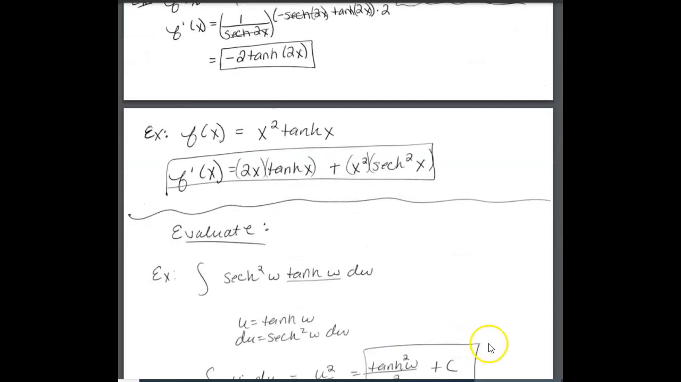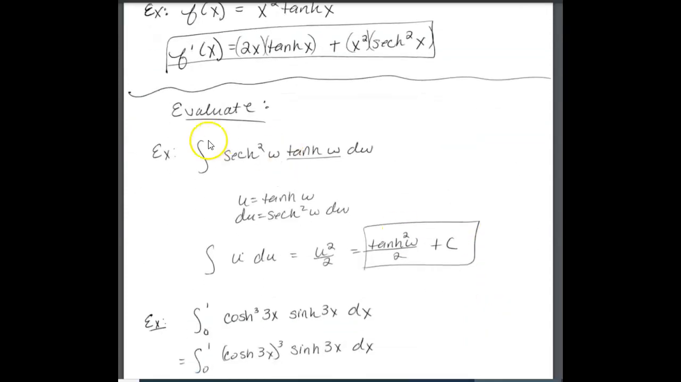All right, antiderivatives. Okay, indefinite integral, evaluate the integral of hyperbolic secant squared of w times the hyperbolic tangent of w. So we should recognize from this integrand that the derivative of the tangent is the secant squared. So we're going to let u be hyperbolic tangent. du then is hyperbolic secant squared.